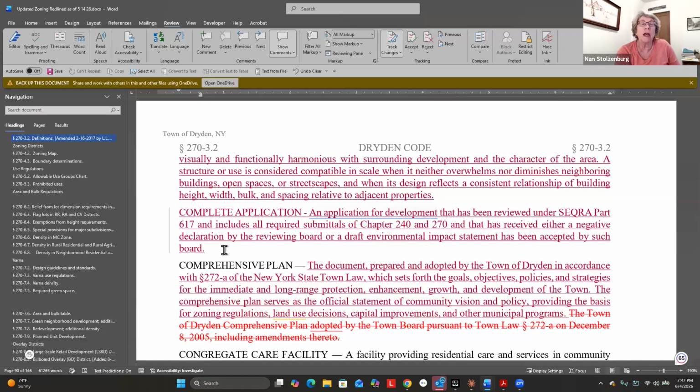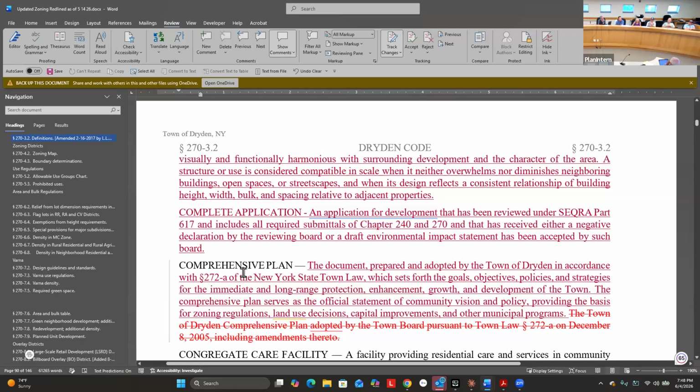So when you add in SEQRA, a complete application isn't really complete until you've done that part of SEQRA. You've gotten that far on SEQRA. So this definition of complete is different than what we're talking about. Yeah, you're talking about complete and ready for the planning board to start looking at it versus a complete application that triggers readiness for a public hearing. Gotcha. So you need a different word besides complete? We need a different definition.